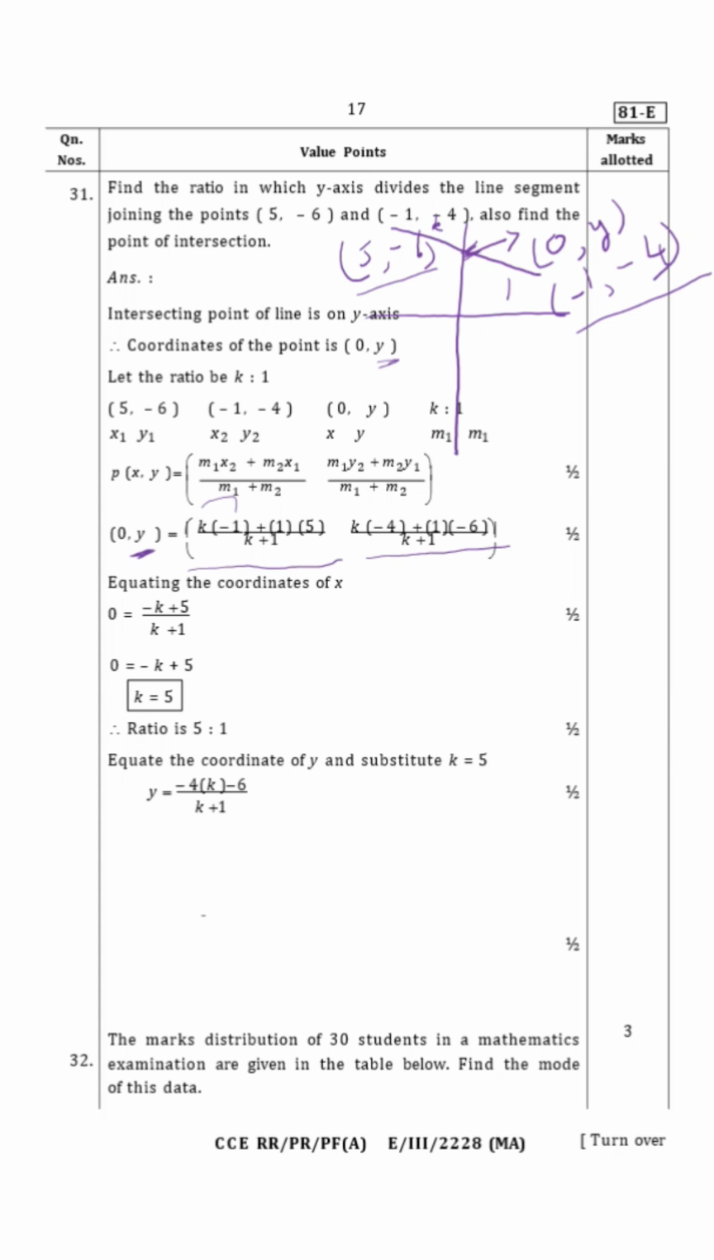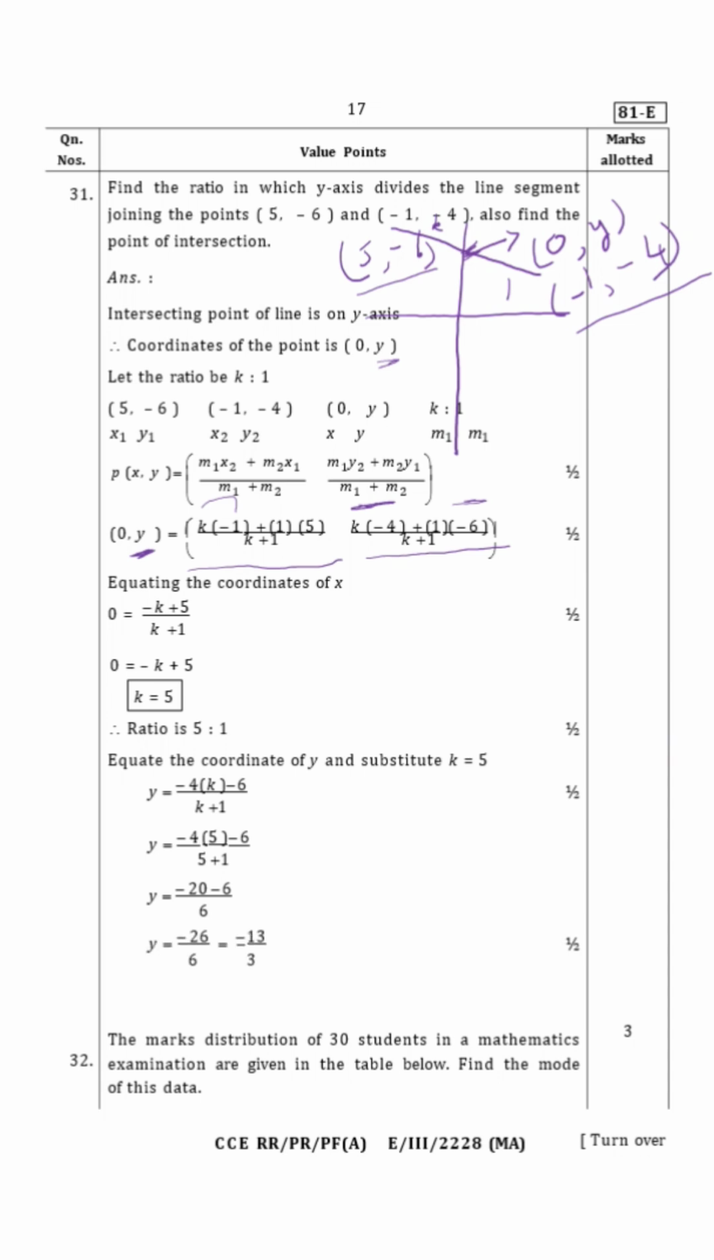So y is equal to negative of 4 into k minus 6 upon k plus 1. Instead of k, you have to put 5. So y is equal to negative of 4 into 5 minus 6 upon 5 plus 1. So y is equal to minus 20 minus 6 upon 6. So y is equal to minus 26 upon 6.